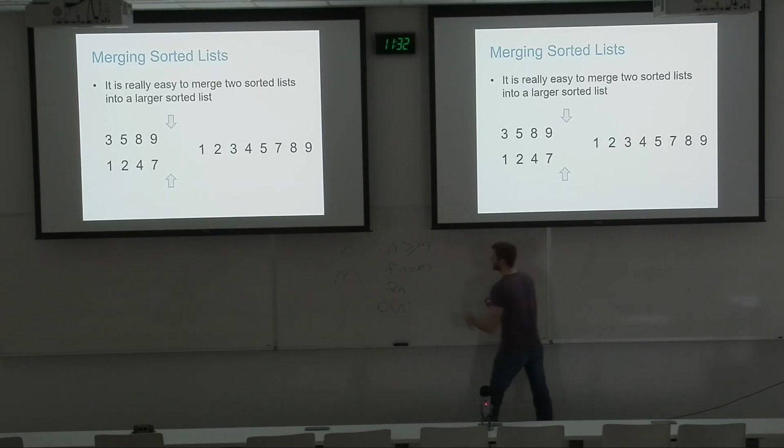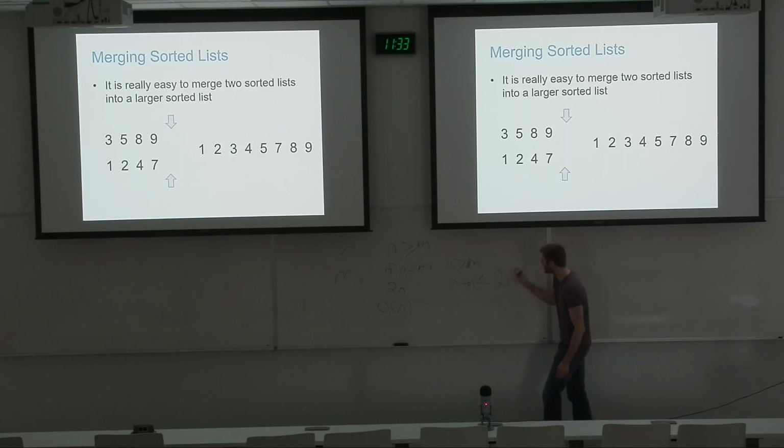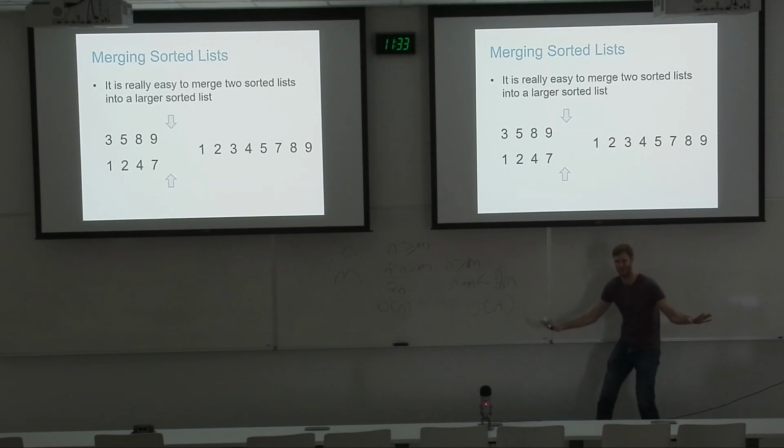If n is greater than m, then it's going to be n plus m, but m is less than n, meaning that n plus m is also going to be less than 2 times n. And if we didn't even care about this coefficient, we still don't even care about the m, kind of. So we can think of it as order n still. There we go.